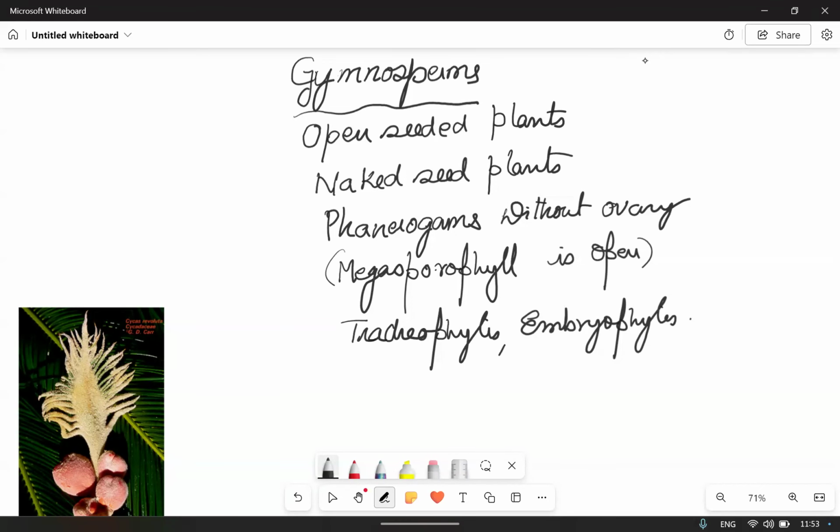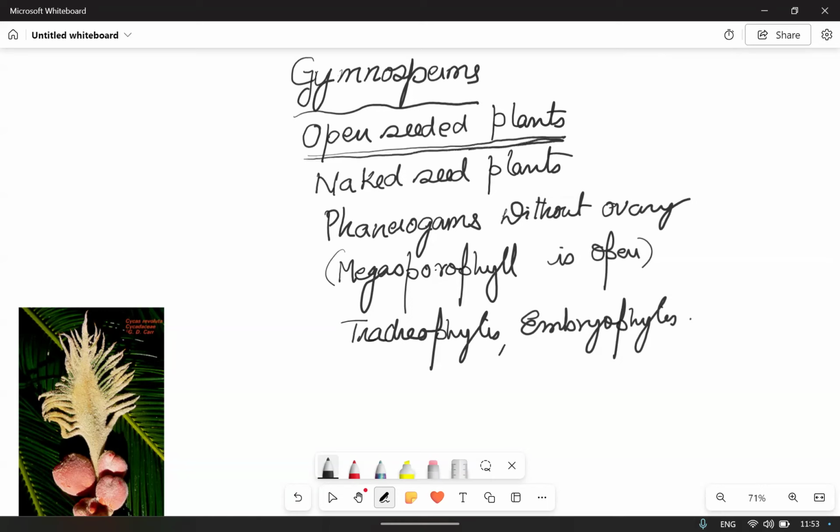Good morning, students. Today, our topic is gymnosperms. We have completed pteridophytes. This is gymnosperm. So what are these gymnosperms? What is the meaning of gymnosperms? These are under division spermatophyta, we know. These are open-seeded plants.